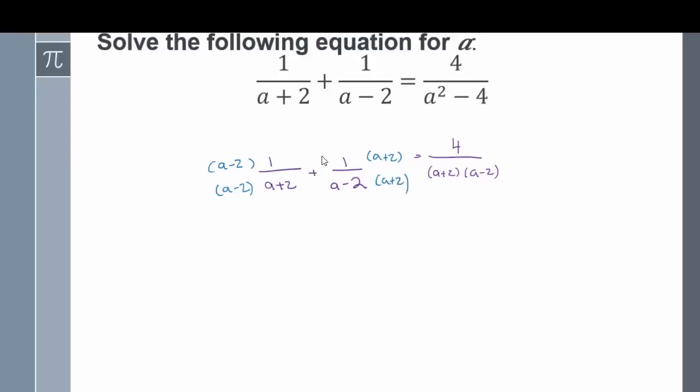And when I do that, I am left with a minus 2 plus a plus 2, divided by a plus 2 times a minus 2, is equal to 4 divided by a plus 2, a minus 2.